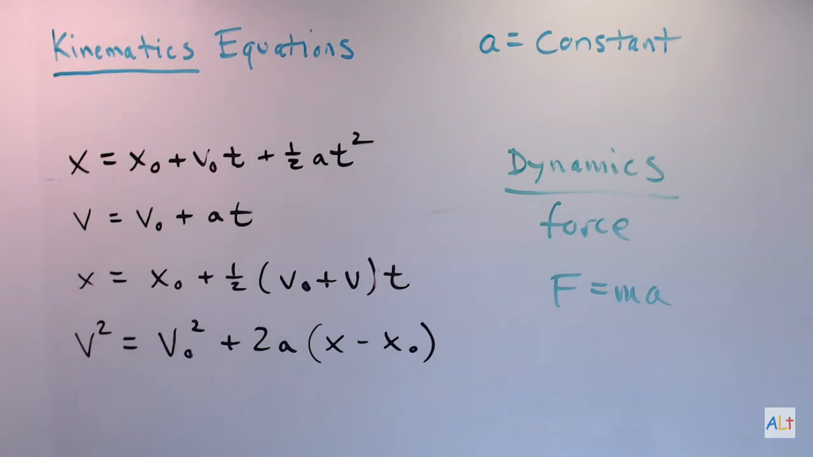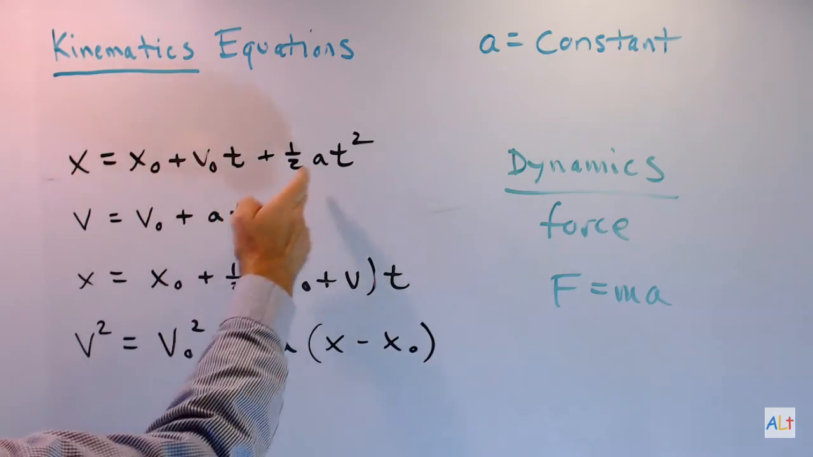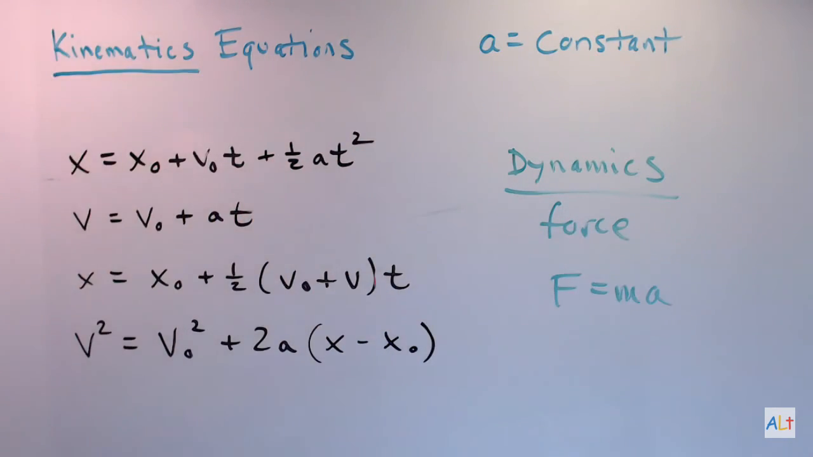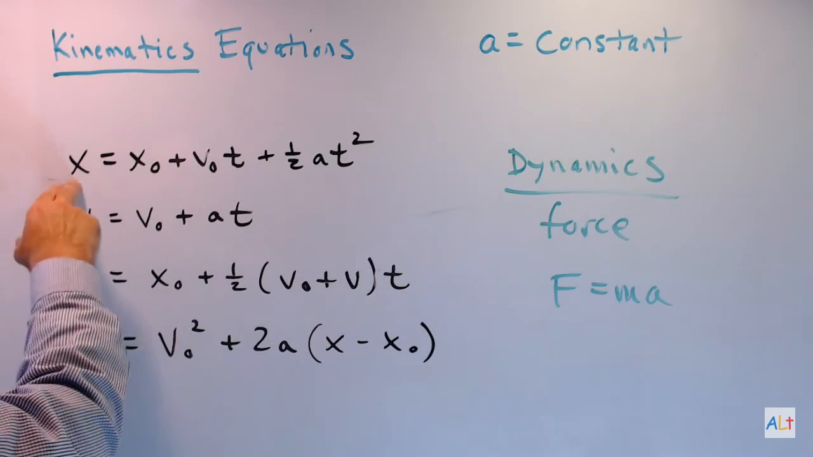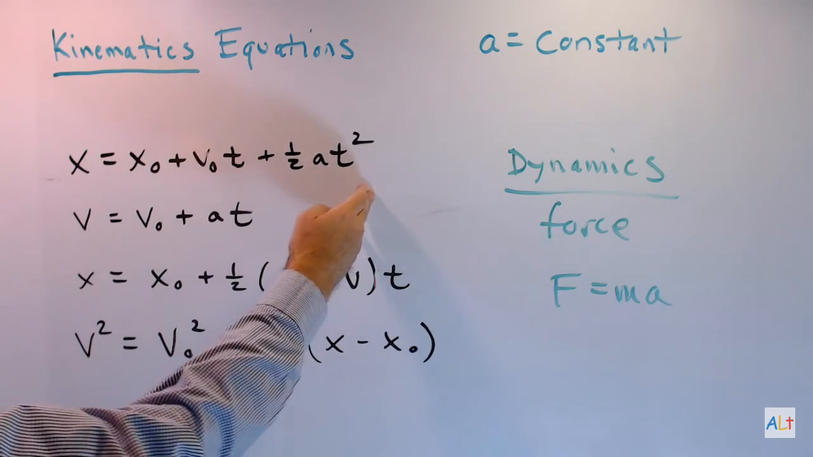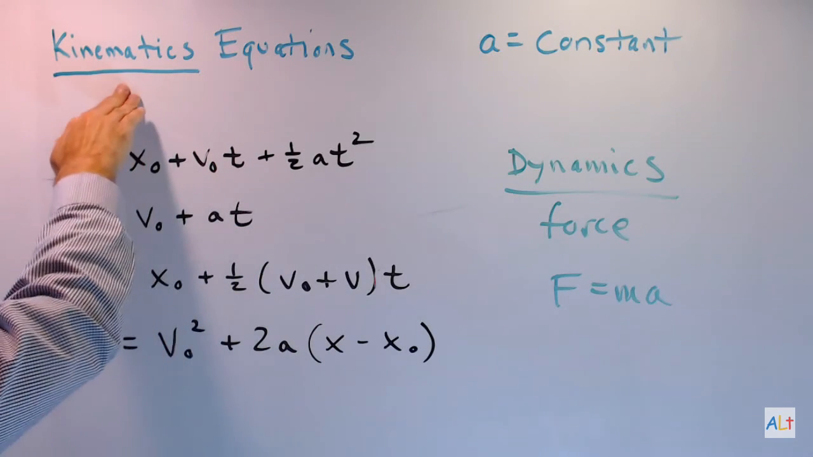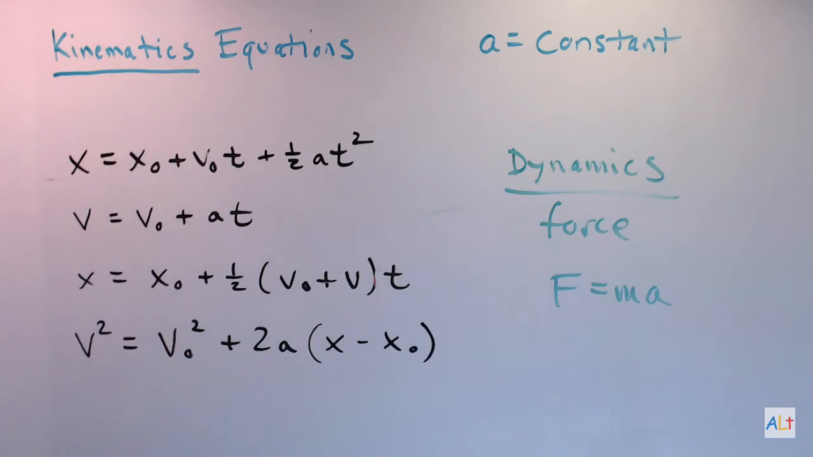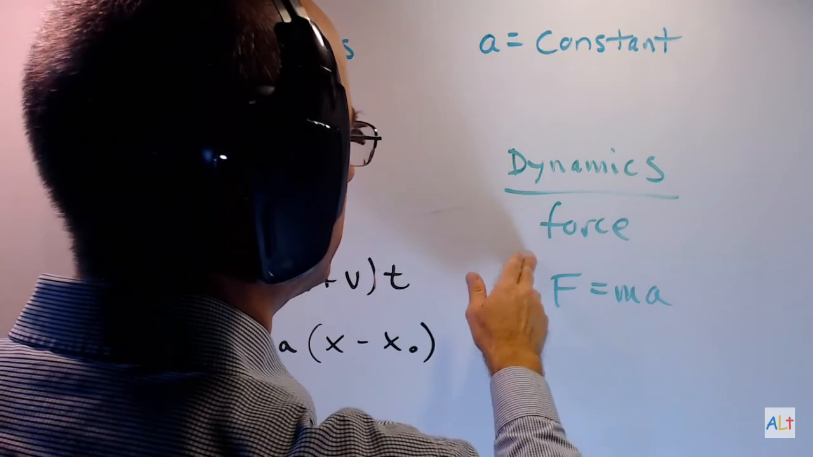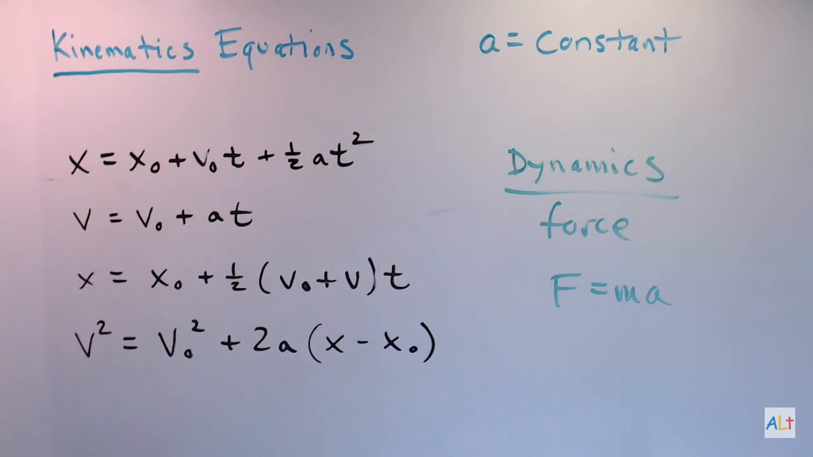Over here, these formulas make no explicit reference to force. They have acceleration, which implies that there's some kind of force, but they only refer directly to position, velocity, acceleration, and time. And when you limit the calculation to those four quantities, we call that kinematics. Kinematics is all about how things move. Dynamics is about why things move, as well as how they move.